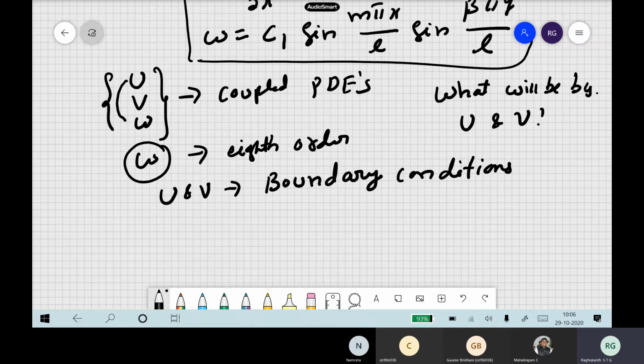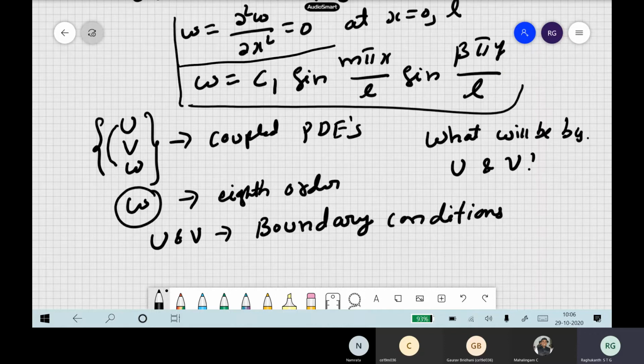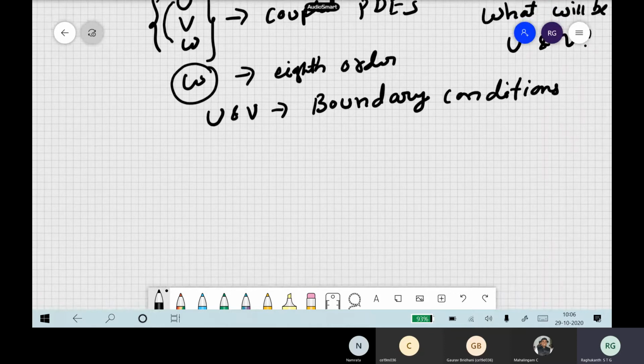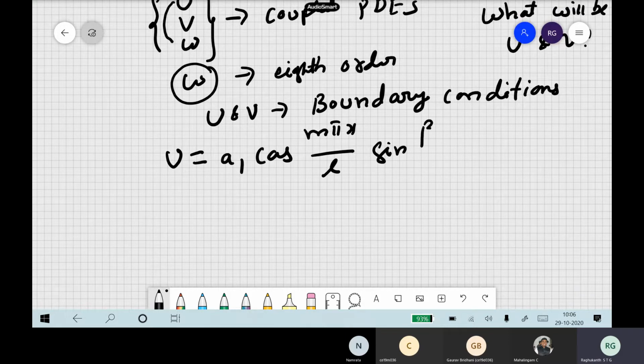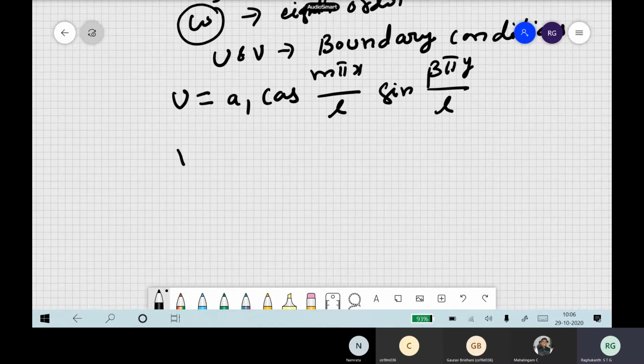We previously derived the equations for u, v, w. So if we substitute this w in those equations, we are assuming that w is already known to you, and now you find out u and v. So the u turns out to be some a1 cos m pi x by l, then sine beta pi y by l. This is how the u comes for the simply supported case.